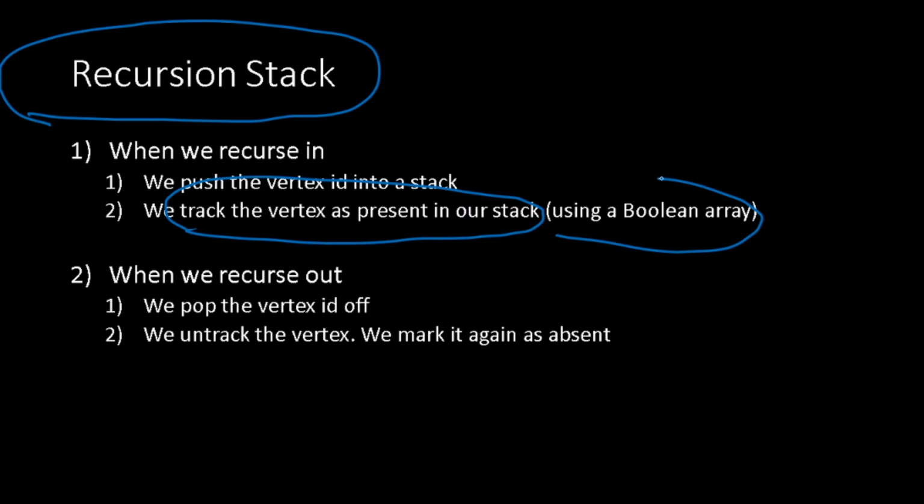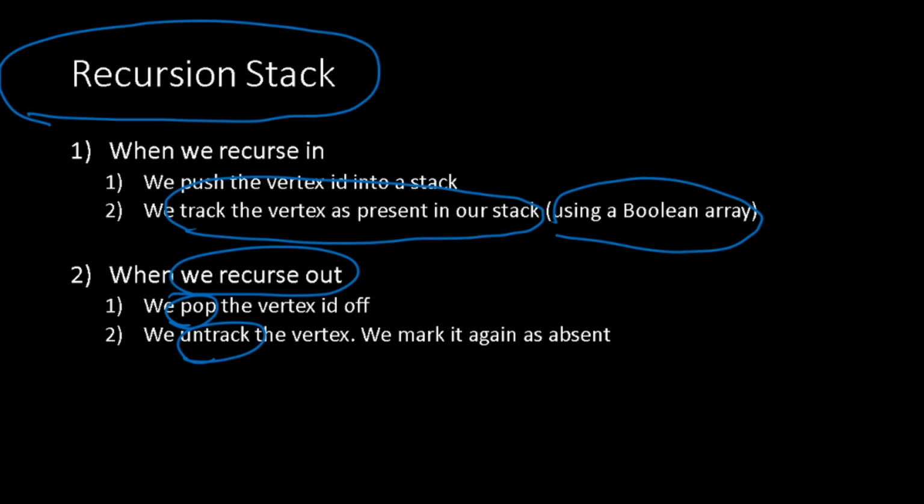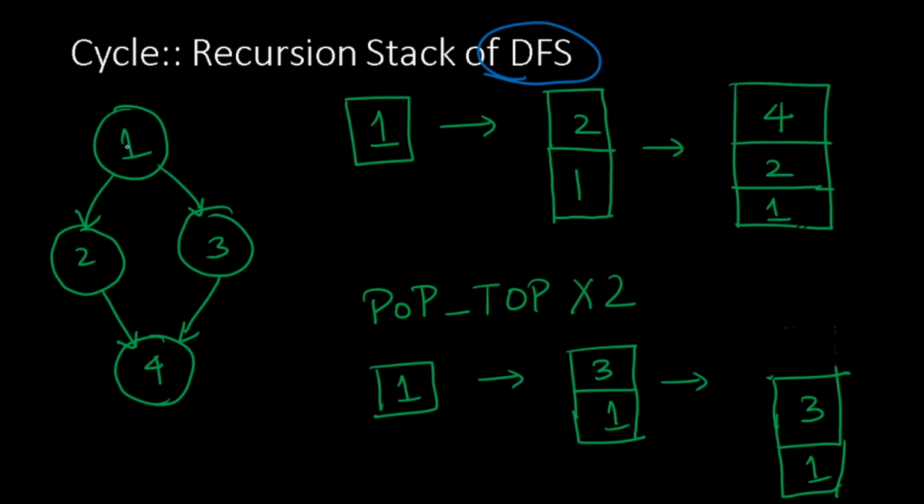And we use a Boolean array. Similarly, when we recurse out, we do a pop operation and we untrack. Let me demonstrate, it will be more clear at that point. So let's do a DFS and let's use this strategy. It's a 3-step strategy. I'll start my DFS at 1. When I'm doing my DFS, 1 is marked as visited.